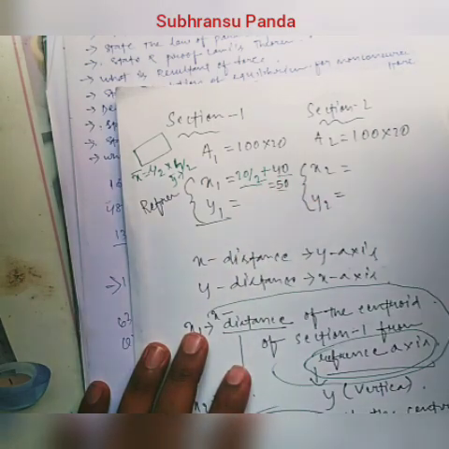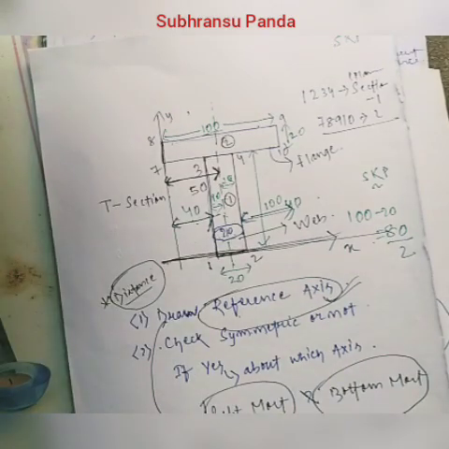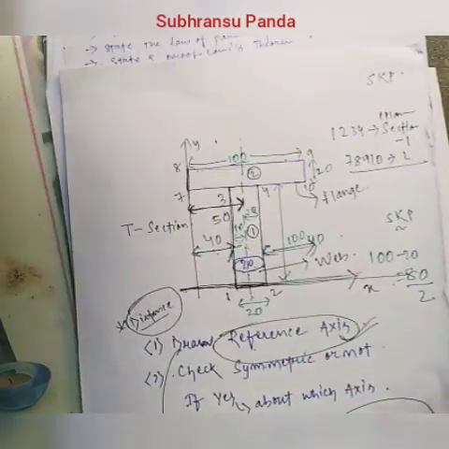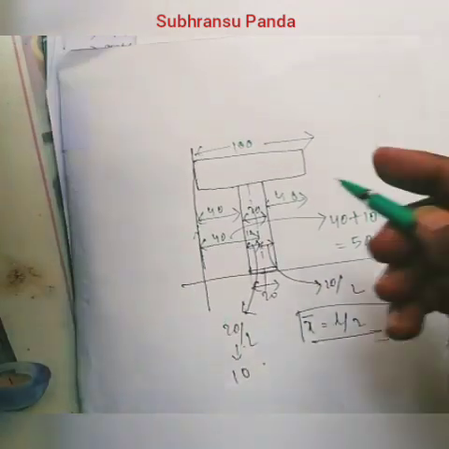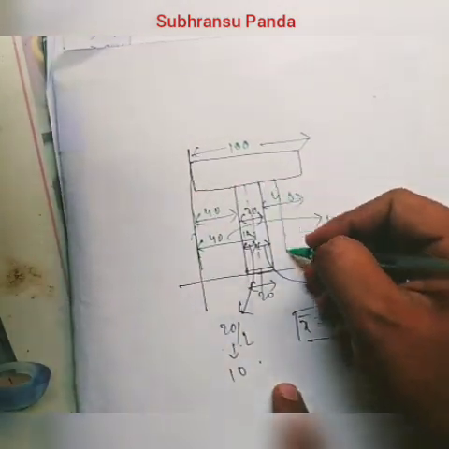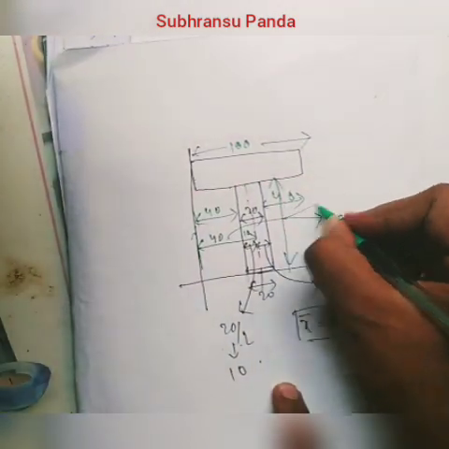Next, we will go for the y1. What will be y1? The height is given. What is the height? 100.